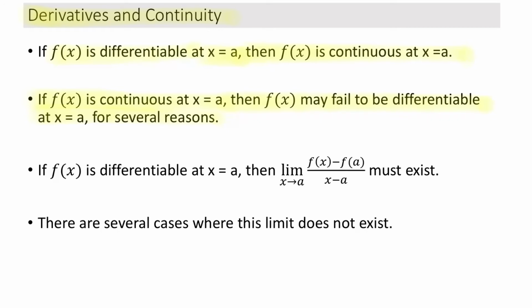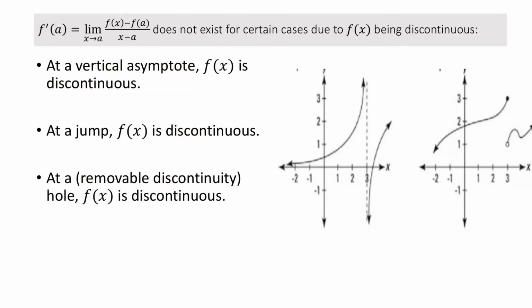Okay, then we say, if f of x is differentiable at x is equal to a, that means what we're saying is that this limit must exist. There are several cases where this limit doesn't exist. So let's first investigate when the limit does not exist for certain cases because f of x is simply not continuous. All right, so it's discontinuous.